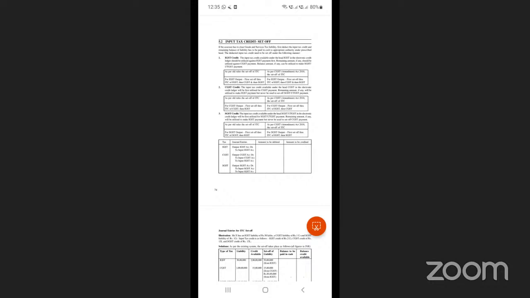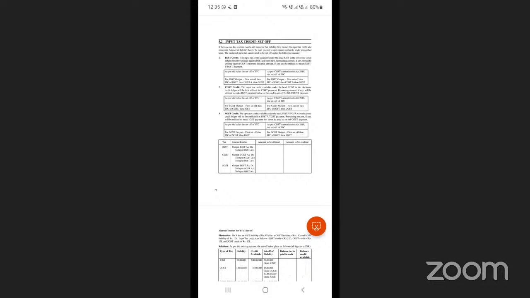Now, next is SGST credit. If you take it into account, first it is utilized for the settling of SGST payment, or if it is Union Territory GST also, it should be set off against the UT, that is Union Territory GST payment. The remaining, if anything is left and we are supposed to settle, we can settle against IGST, but we will never use that amount to set off the CGST payment. So these are the three important points to be noted in input tax credit set off.